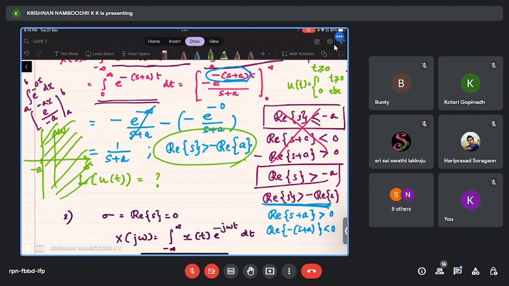And note that this point is excluded. The minus a point is excluded. Whenever the real part of s is strictly greater than minus the real part of a, this is converging. That integral or the transform expression will converge. Agree? Now, very simple question. What is the Laplace transform of the unit step function? Can somebody tell? From whatever we have found, can somebody tell that?